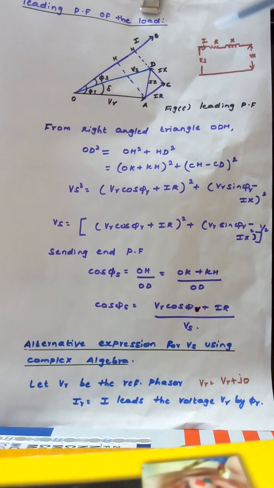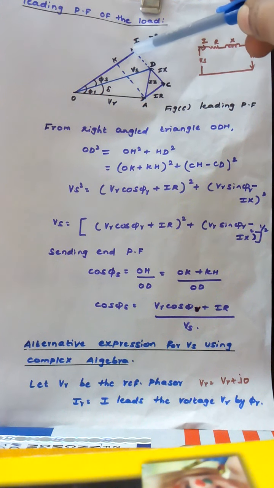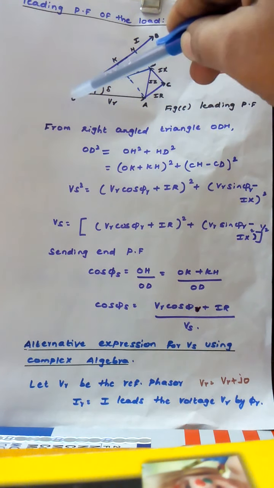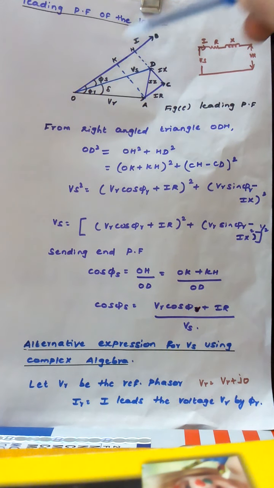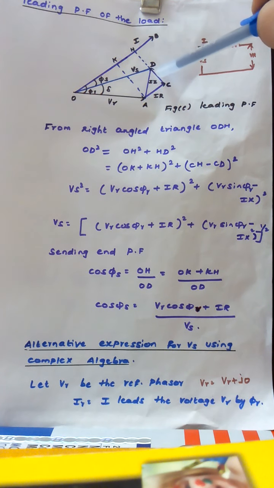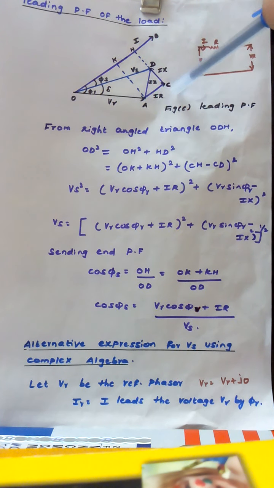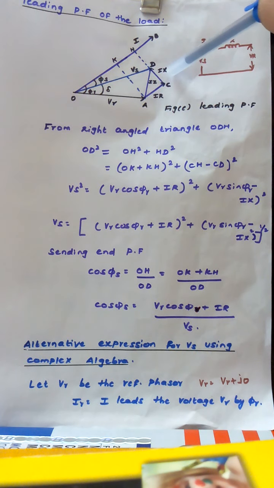Next I have to draw the voltage drop in the reactance. The voltage drop in the reactance, I consider the phasor as CD. It leads the current by an angle of 90 degrees. That means I have to draw a line perpendicular to the current phasor, that is OB. So if I draw a line, it should make an angle of 90 degrees. So this CD is nothing but your voltage drop in the reactance.